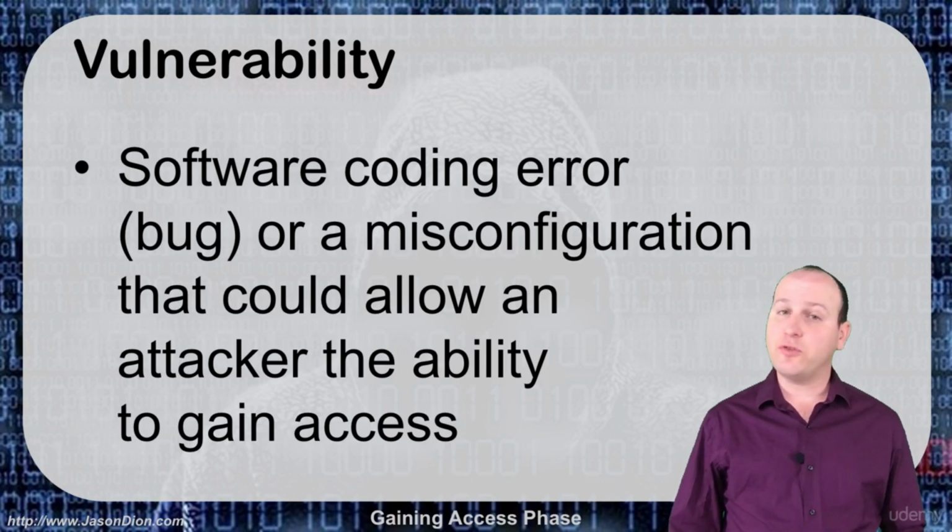So, for instance, if you're running Microsoft Windows and you didn't apply the patch that came out last Tuesday, that is a known vulnerability. That can be something that I can attack. So that vulnerability just means that there is a hole that can be exploited. It doesn't mean that it was exploited.